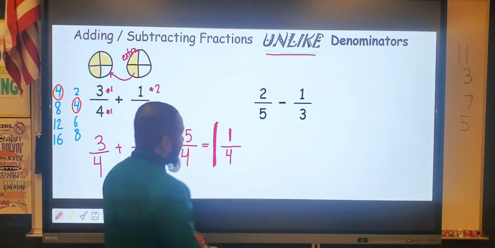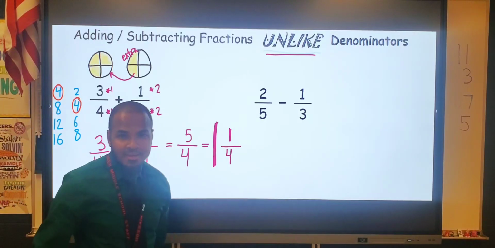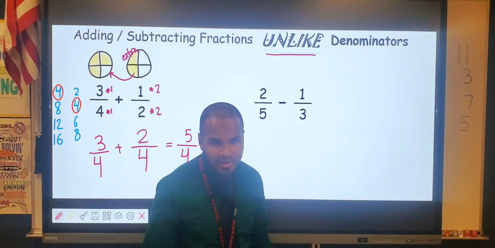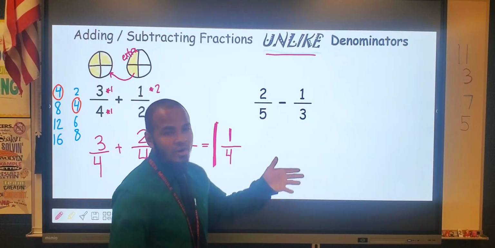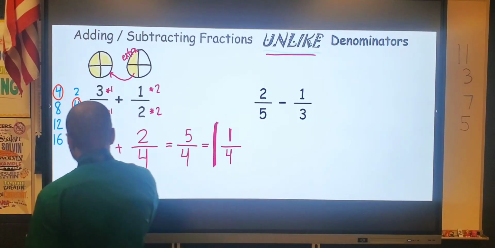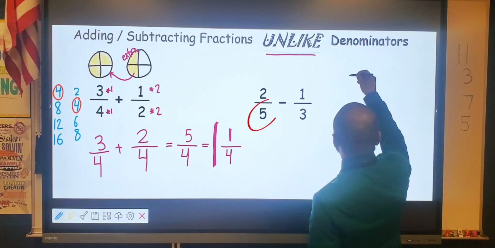All right, let's go ahead and look at this one. This one, as you can see, we are subtracting. Subtracting works the same way. The denominators are not the same. So we need to make sure the denominators are the same. So what can you do? You can go ahead and list the multiples of the denominator. The first denominator is a 5.